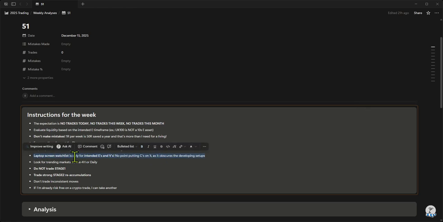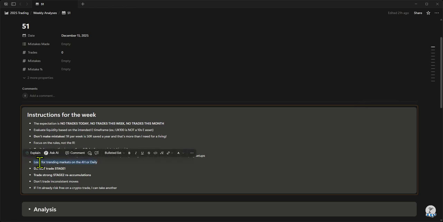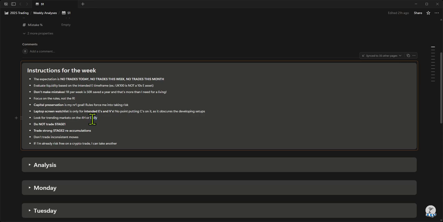Here's a little something about my laptop screen watch list. Yep, I haven't made a mistake since I wrote this. Look for trending markets on the 4 hour or daily. That's what I usually look for. Do not trade stage one, of course. Trade strong stage two react, of course. That's like all these technicals.